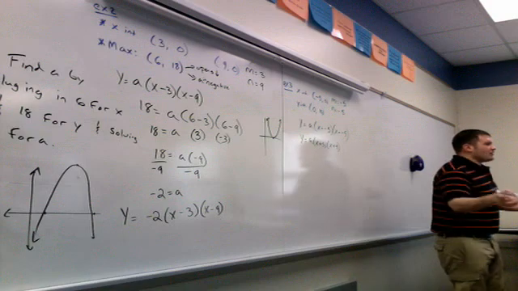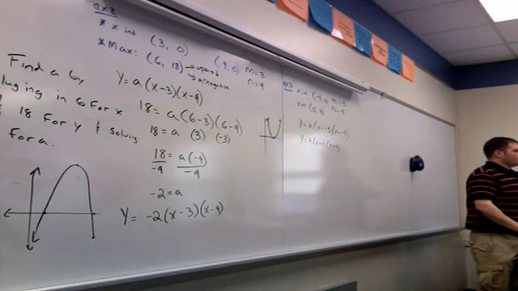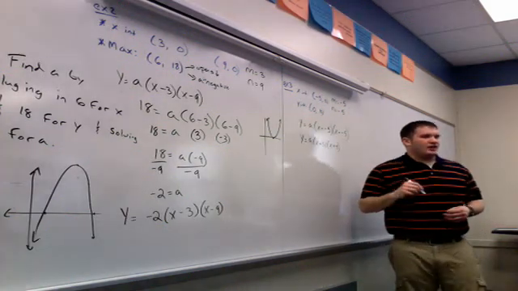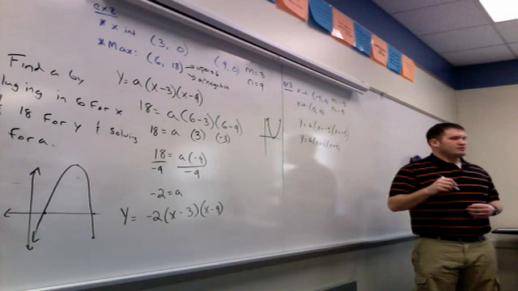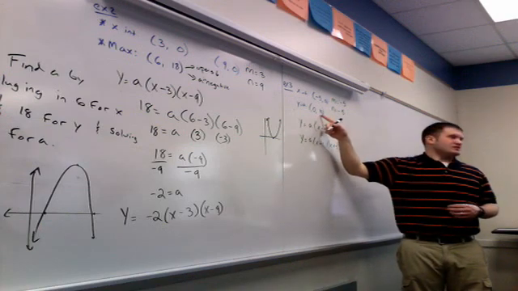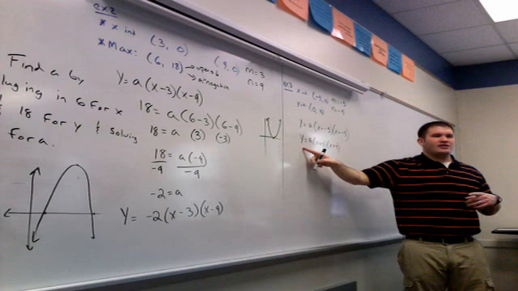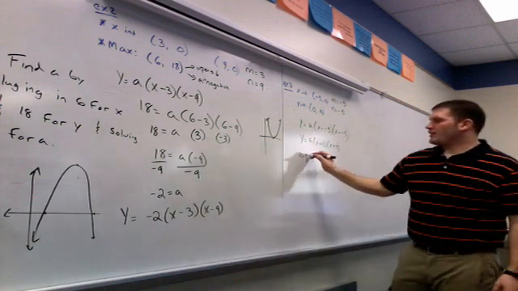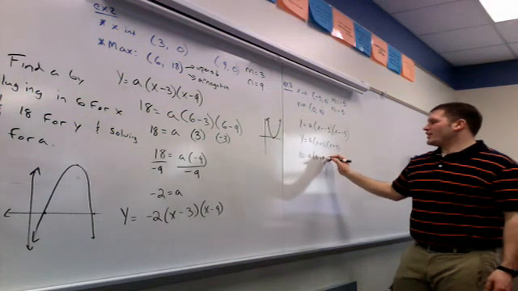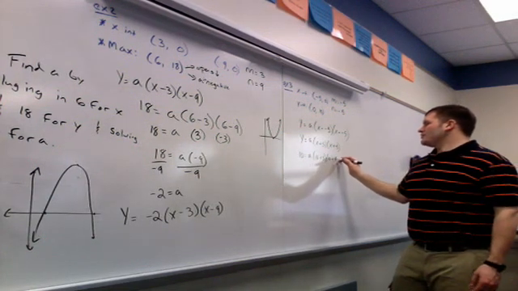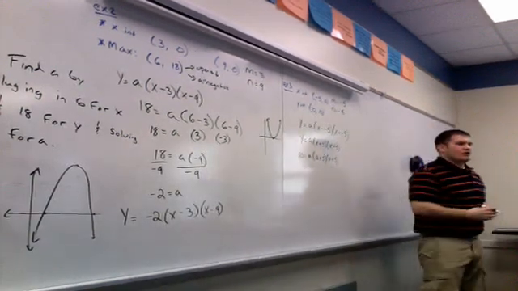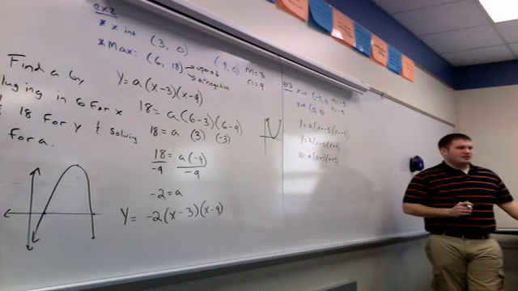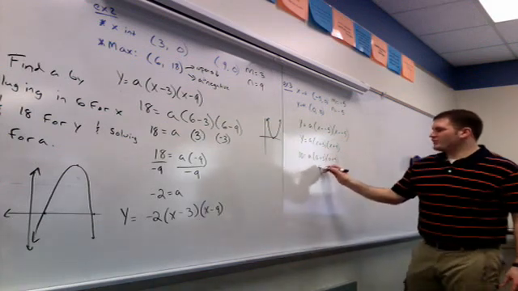Now, they give me a third point, don't they? So they give me the y-intercept. Can I use this to find my a? You plug in 10 for y. 10 goes in for y, and what goes in for x? 0. So let me plug in 10 for y and 0 for x. Now to find our a, what do we use now? Algebra. Good. 0 plus 5 is 5. So both of these are 5.